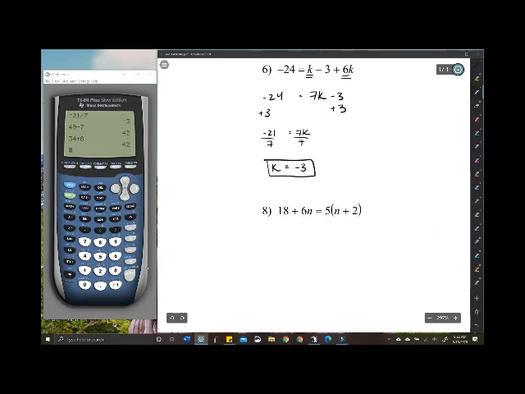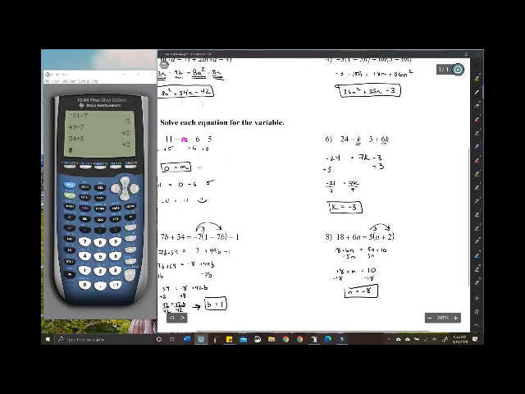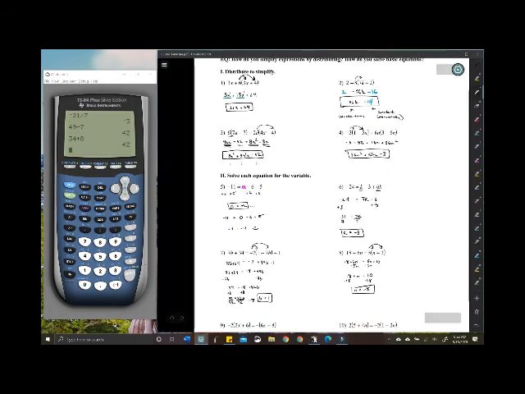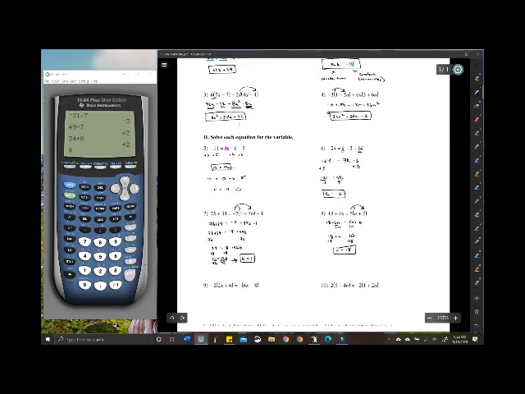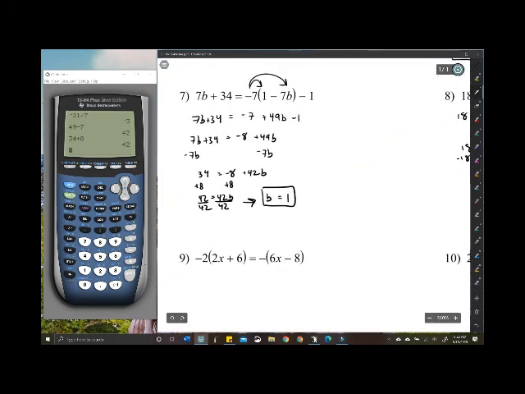Number 18 here, so distribute first. 5n plus 10 is equal to 18 plus 6n. I'm going to subtract the 5n. So it's 18 plus n is equal to 10. Subtract the 18. And negative 8 is equal to n. Okay, so good stuff there. 2 for 1 lesson there, 1.3, 1.4. Oh, we got some more. Sorry, didn't mean to rip you off there.